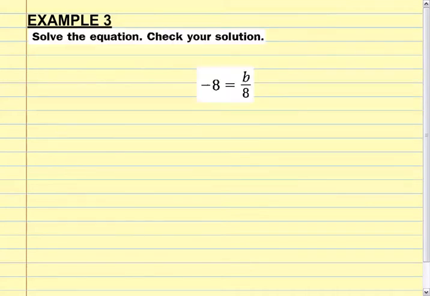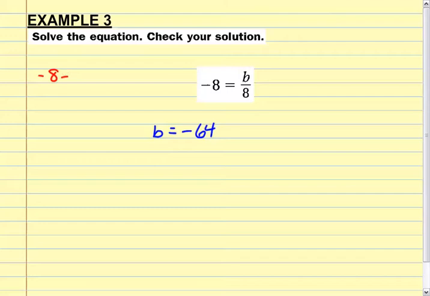Solve the equation, check the solution. Let's use Gray's method. Who wants to use Gray's method? Luke? So you do negative 8 over 1. Then you have to cross multiply, so you get B equals, right, B times 1 is B. And then negative 8 times 8 is negative 64. Nice. Now, let's go back to the beginning here, and let's check this.